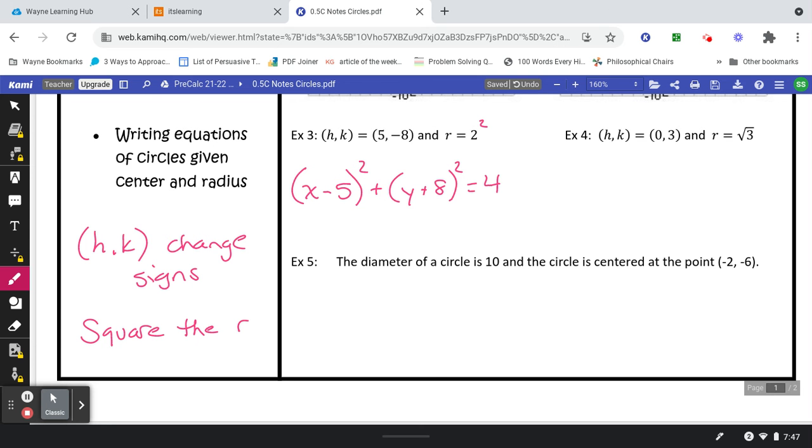Let's try the next one, example 4. I've got a 0 in the front, which means I don't need to write a number at all, so I'm just going to write x squared. Y minus 3. And then I'm going to need to square this, and if you remember, a square root and a square are opposites of each other. So they actually cancel each other out, leaving just a 3.